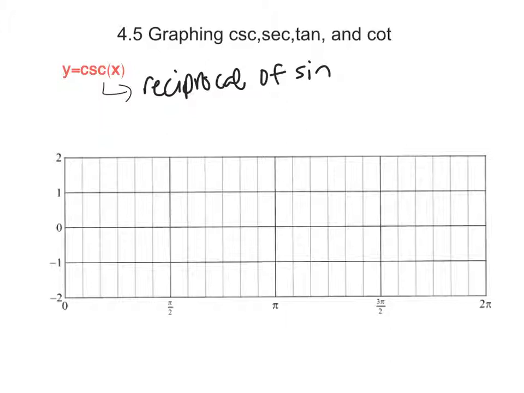Okay, so here's your x and your y axis. When I go to graph my cosecant, I'm going to graph it as if I'm doing the sine first. So my pattern for sine is 0, 1, 0, -1, 0. Let me make those thicker. 0, 1, 0, -1, 0.